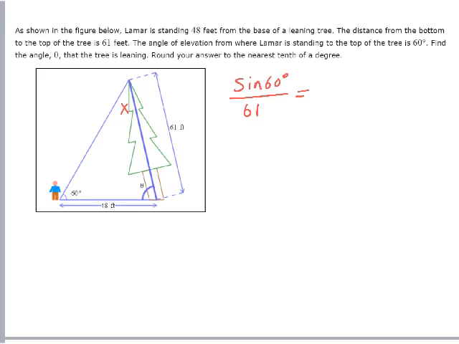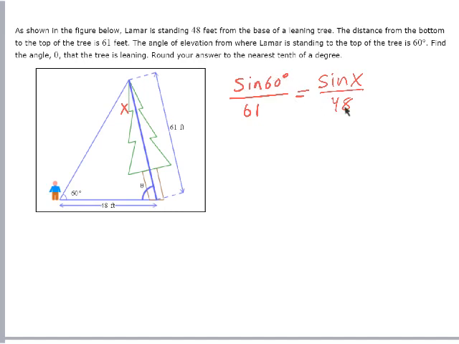So what I'm going to do here is make sine of x over 48, because 48 is opposite of sine x. So once again, this angle to this side is equal to this angle to this side. When it comes to sine, it's called law of sines. And now I'm going to solve.